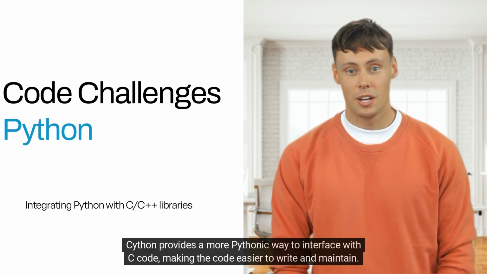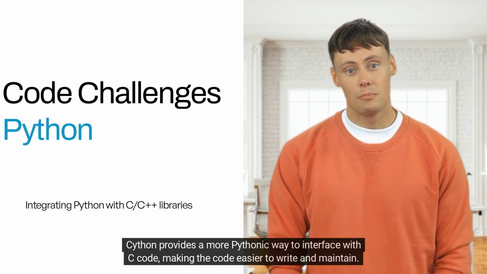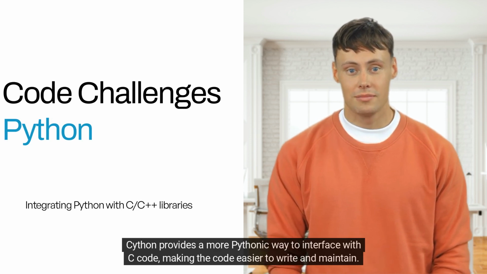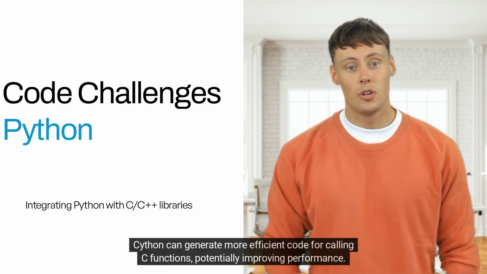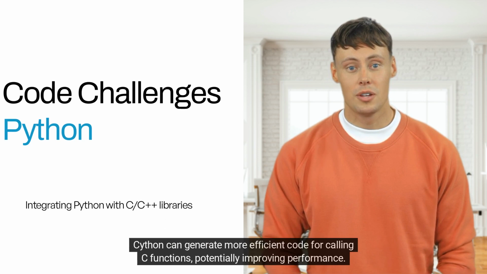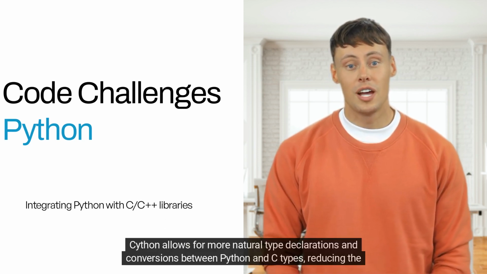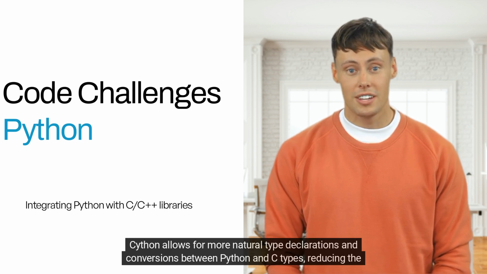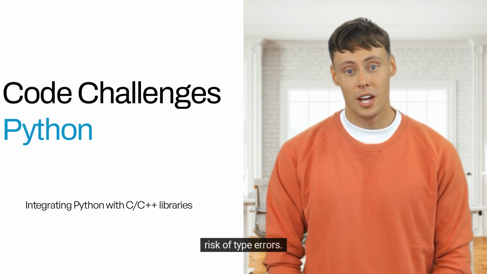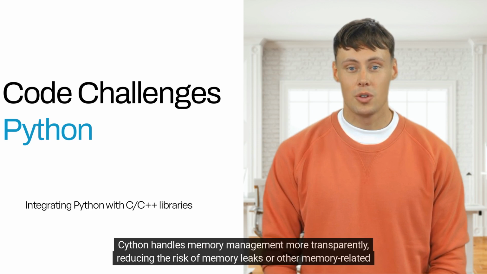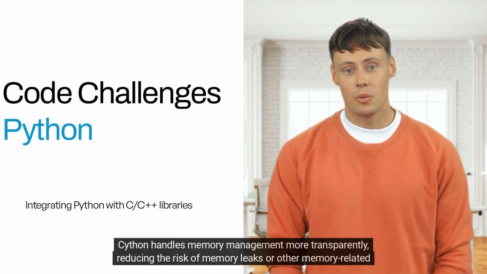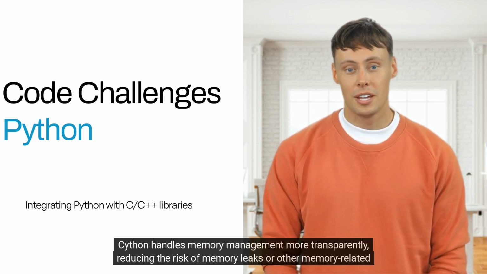Python provides a more Pythonic way to interface with C code, making the code easier to write and maintain. Python can generate more efficient code for calling C functions, potentially improving performance. Python allows for more natural type declarations and conversions between Python and C types, reducing the risk of type errors. Python handles memory management more transparently, reducing the risk of memory leaks or other memory-related errors.